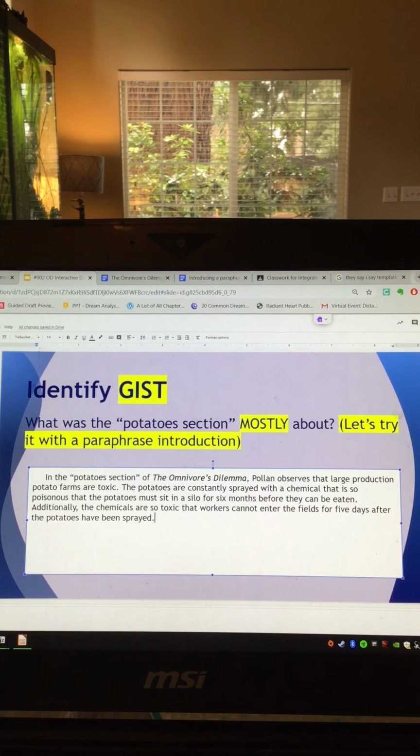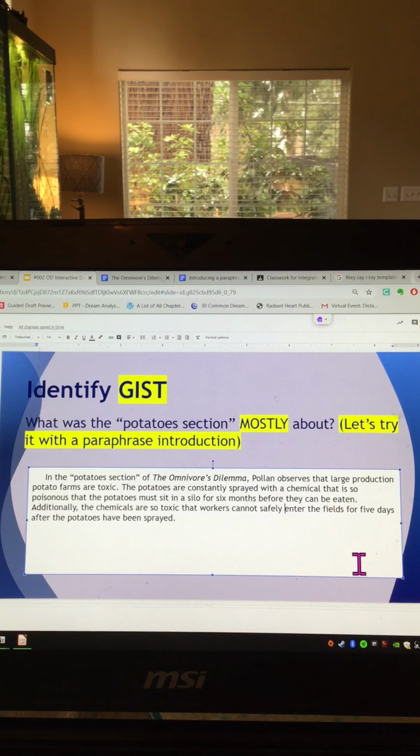In the potatoes section of The Omnivore's Dilemma, Pollan observes that large production potato farms are toxic. The potatoes are constantly sprayed with a chemical that is so poisonous that the potatoes must sit in a silo for 6 months before they can be eaten. Additionally, the chemicals are so toxic that workers cannot enter the fields for 5 days after the potatoes have been sprayed. I'm going to put the word even in here to really emphasize how dangerous that is. That workers cannot even enter the fields for 5 days after, we might even want to change it to safely. Cannot safely enter the fields for 5 days after the potatoes have been sprayed.